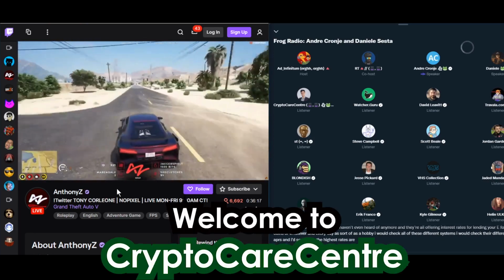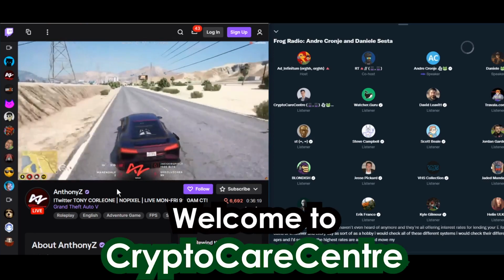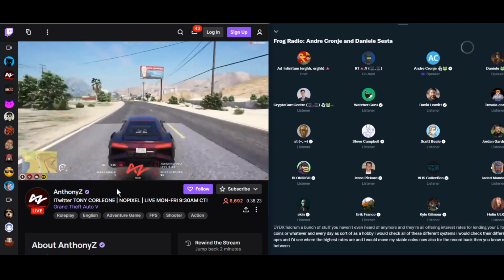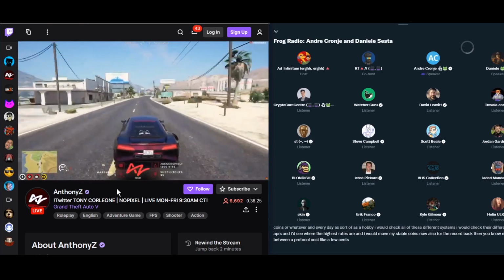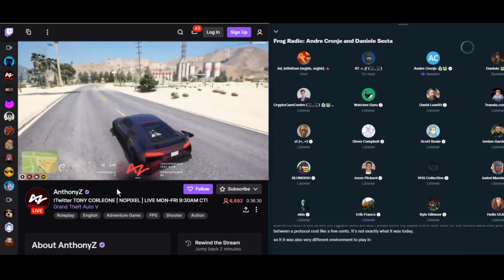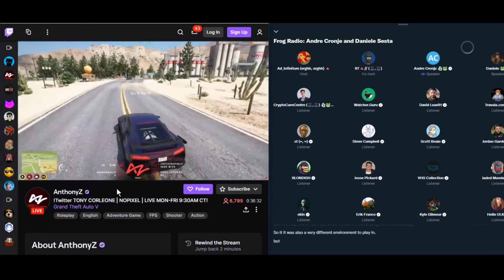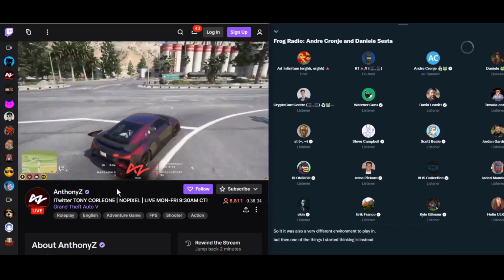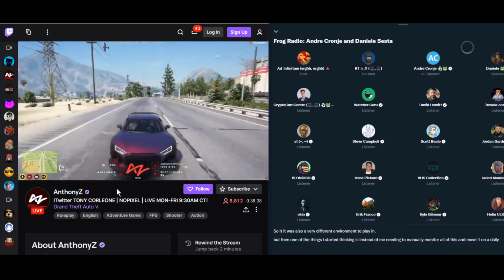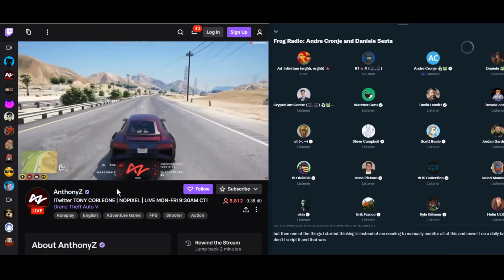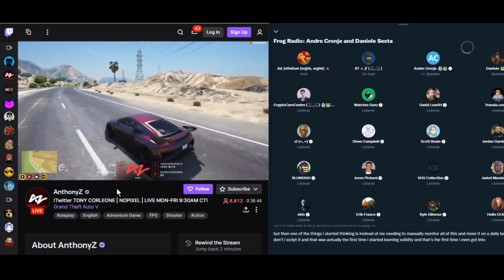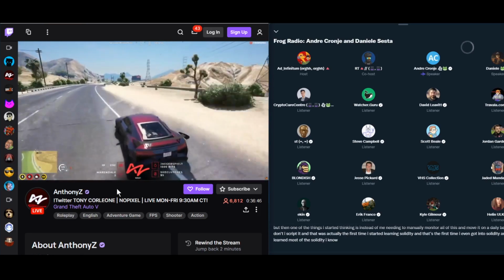And they were all offering interest rates for lending your ETH or your stablecoins or whatever. And every day, sort of as a hobby, I would check all of these different systems. I would check their different APYs and APRs, and I'd see where the highest rates are, and I would move my stablecoins. Now, also for the record, back then, moving between a protocol cost a few cents. It's not exactly what it is today, so it was also a very different environment to play in.